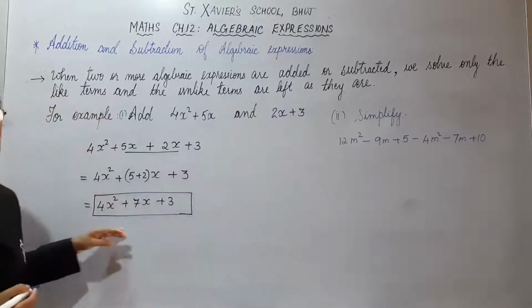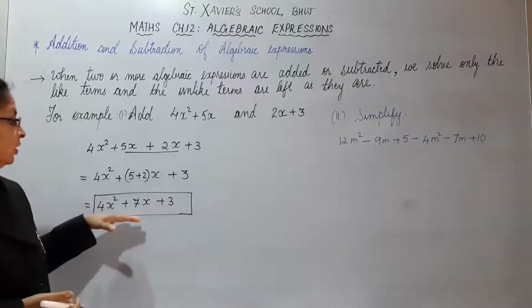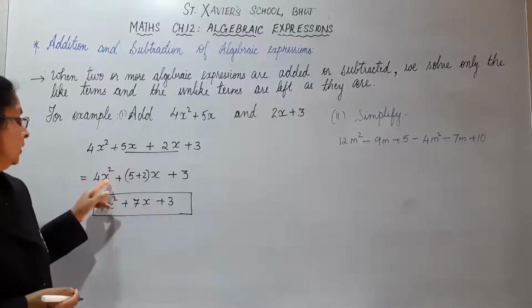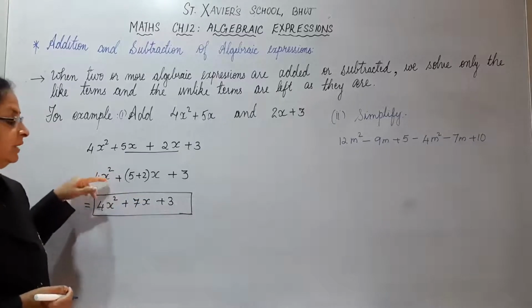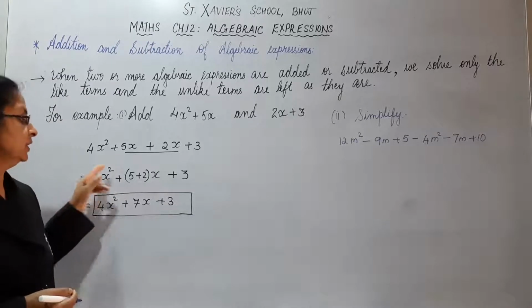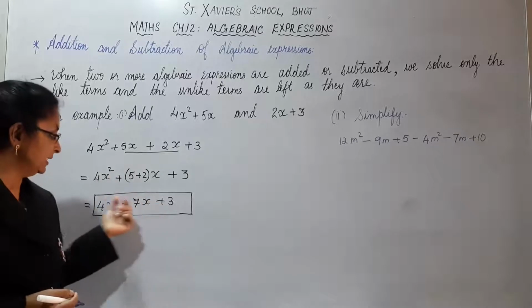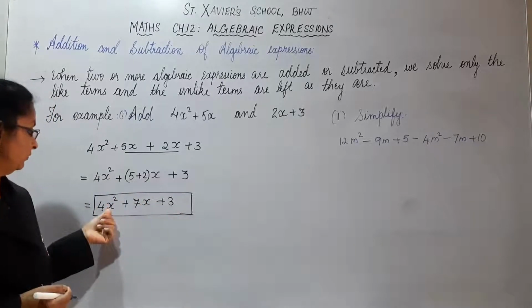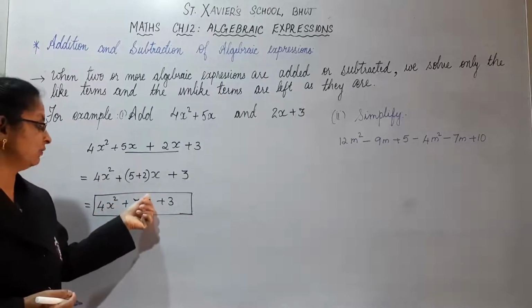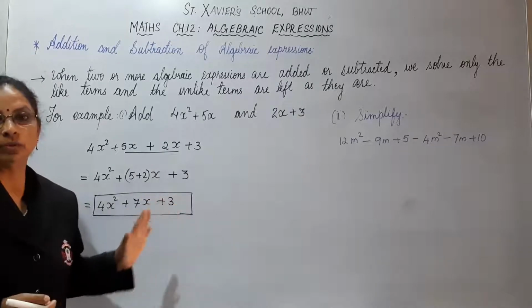This is the standard form of writing algebraic expressions. The term having the highest power will be written first, then it is in descending order. Here the power of x is 2, here the power of x is 1 and here it is 0.